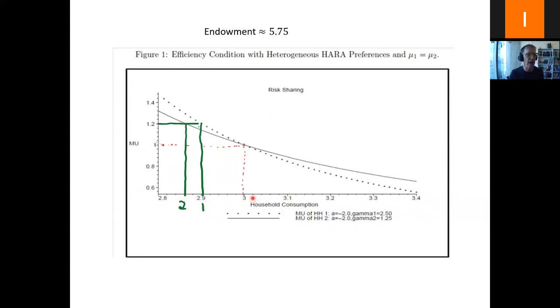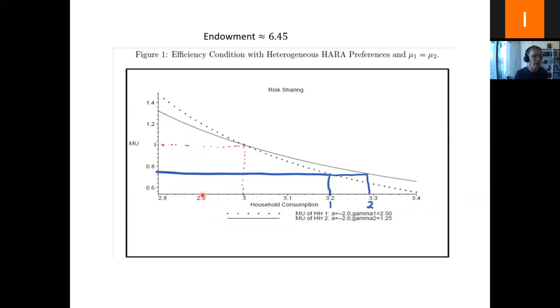The crucial point is that when consumption is reduced, household two, the less risk-averse household, saw a bigger drop in consumption than household one. Similarly, if they have a great year and they have a big endowment within the village, household two gets a lot more and household one gets a little bit more.